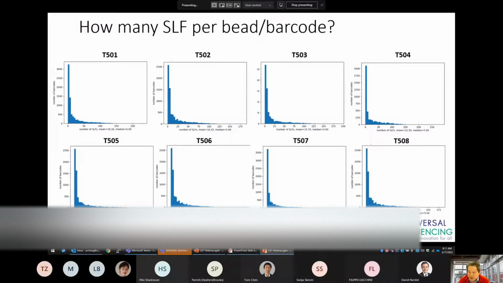The last analysis that we have is the number of super long fragments per barcode. Recall earlier that most barcodes have only 1 or 2 reads per barcode, and this translates to only 1 or 2 super long fragments per barcode. In reality, the majority of data are found in beads that have at least 10 to 20 molecules per bead, and we usually target 15 super long fragments per bead.